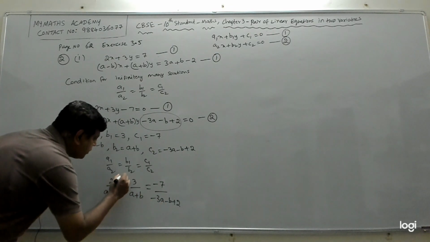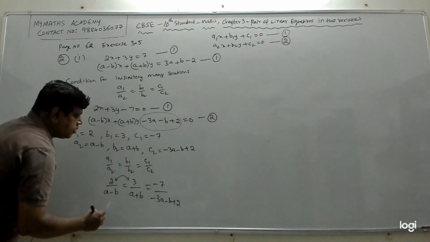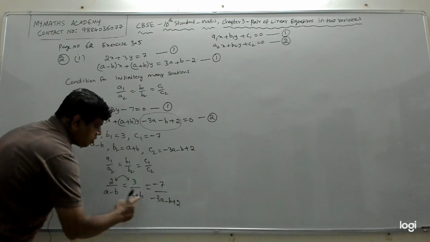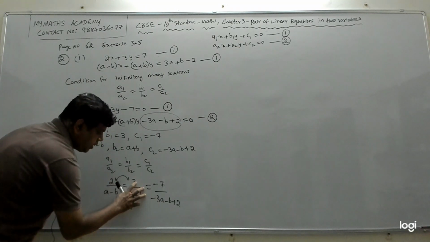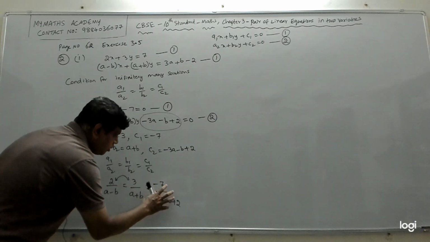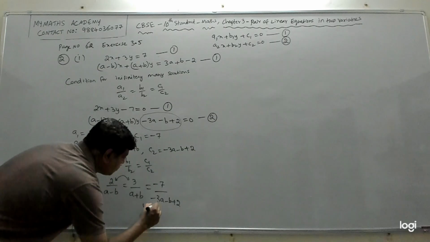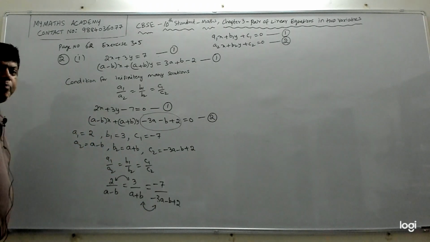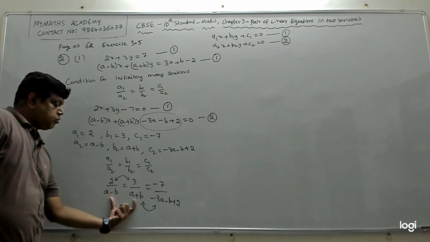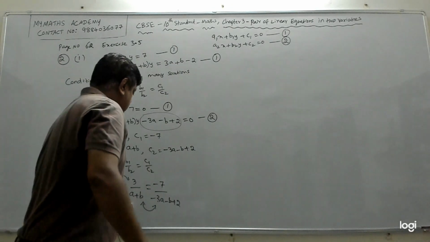we can take these two, and then we can either take these two or this and this. First and second, and then second and third, or first and third, any two. So we'll take these two and then we can take these two. Fine. So first we'll take these two ratios. So what do we get?